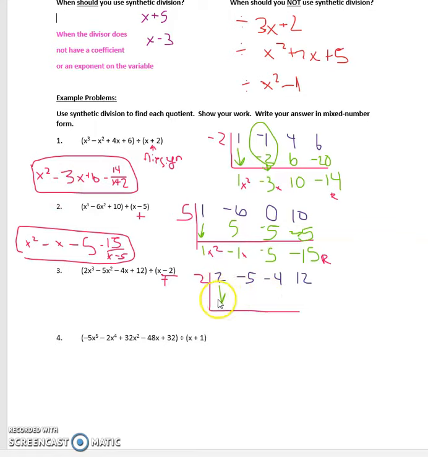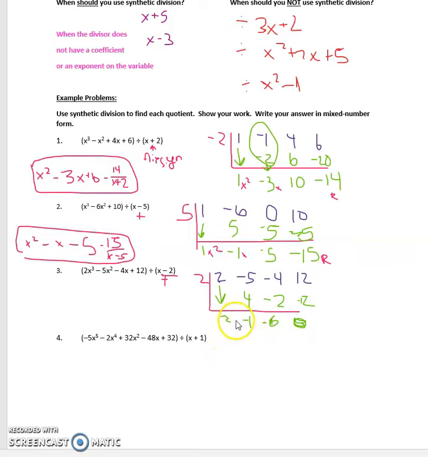Bring the 2 down. Two times 2 is 4. Negative 5 plus 4 is negative 1. Negative 1 times 2 is negative 2. Negative 4 minus 2 is negative 6. Negative 6 times 2 is negative 12. Oh, yay, look, these cancel. So we have a 0 right here. So fortunately, on this one, there is no remainder.